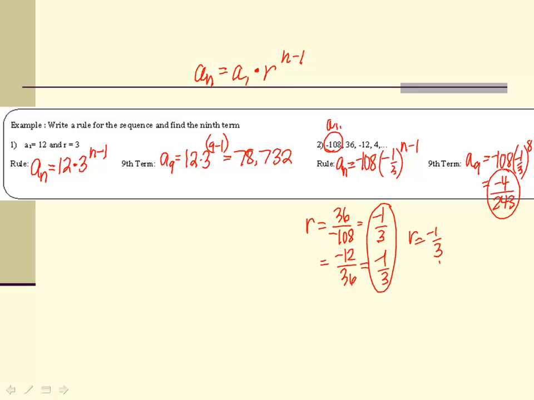Okay? So if they don't give you the ratio, you can easily find it by dividing terms. And you just want to make sure that when you divide the terms, you get a constant ratio. If you don't, then it's not geometric. All right, so let's keep moving.